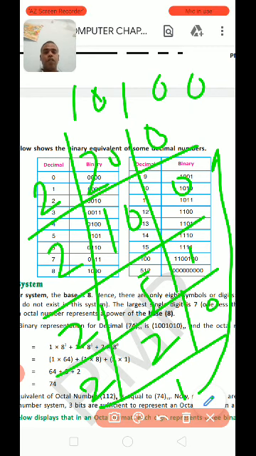In this way we can easily convert the decimal to the binary. In the next section we will discuss how to convert the binary to the decimal, and what is the hexadecimal number and what is octal number later.